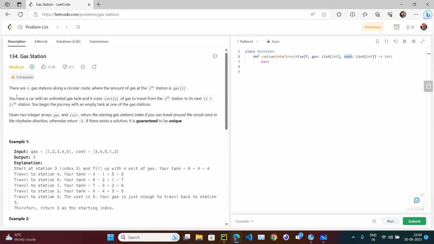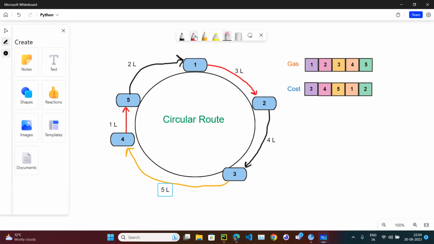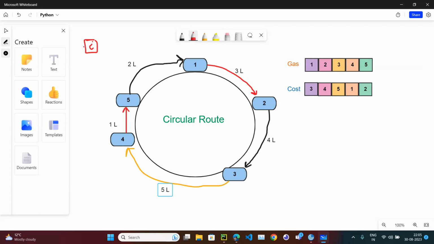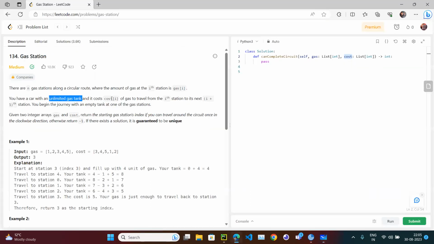Now you have a car with an unlimited gas tank, which is fine. So let's suppose we have a car. This is our car. Whatever gas tank this car has, it is unlimited, so you can fill any number of liters in it. This is a very huge tank, right? So unlimited. Okay, till this point the question is clear.